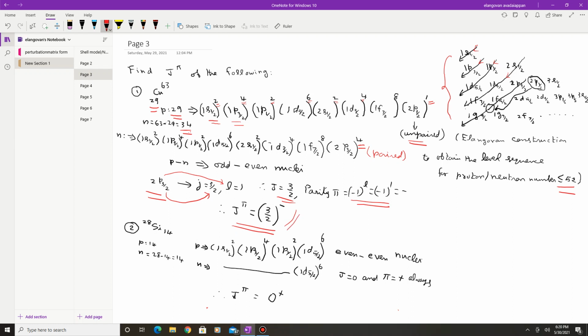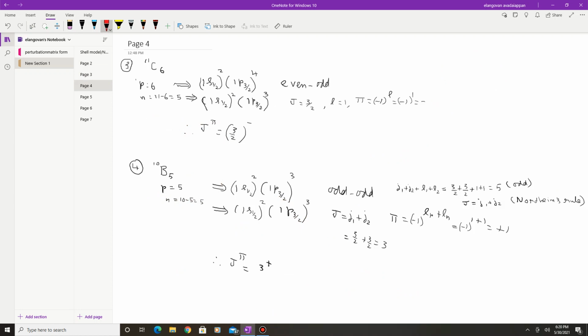To take another problem, silicon: the Z number, the proton number, is 14, and the mass number is 28. So P is 14 and N is 14. Write down the level sequence for 14. You will find this is a 6 here, and for neutron you have the same sequence, and again this is the last level. This is also even. So this is an even nuclei. We have already told that for even nuclei, the angular momentum is 0 and the parity is positive always. So the result is very simple: J pi is equal to 0 positive.